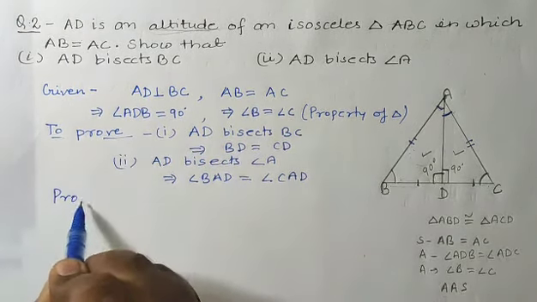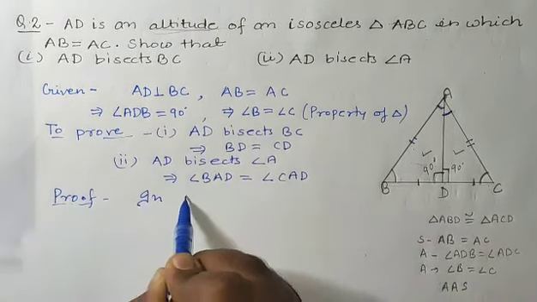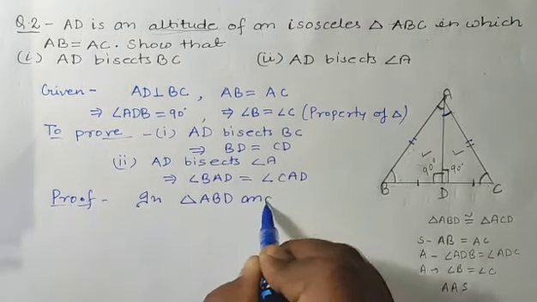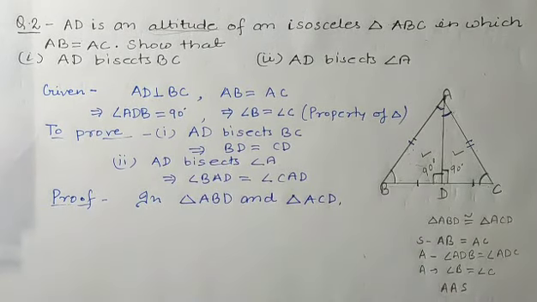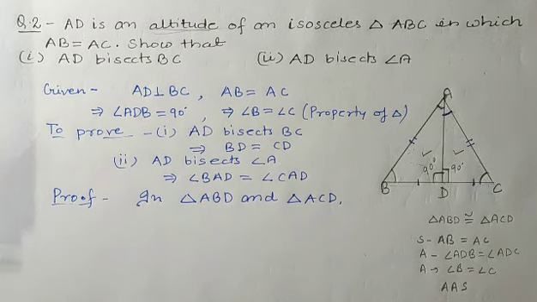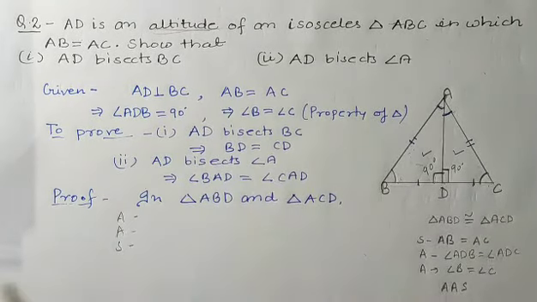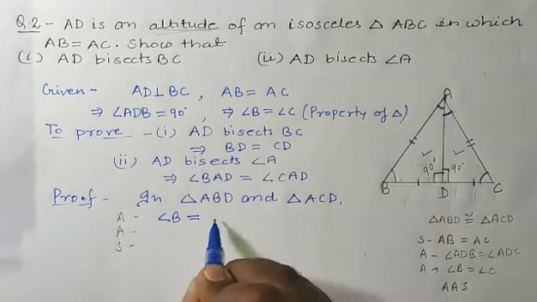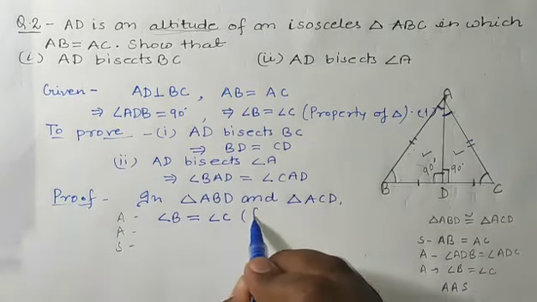Now coming to the proof part students. So in the proof part we'll write in triangle ABD and triangle ACD. The first one is, we are going to prove this question by the angle angle side criterion. Okay, the first angle is angle B is equal to angle C. Okay, we can write here first, and here we will write from 1.